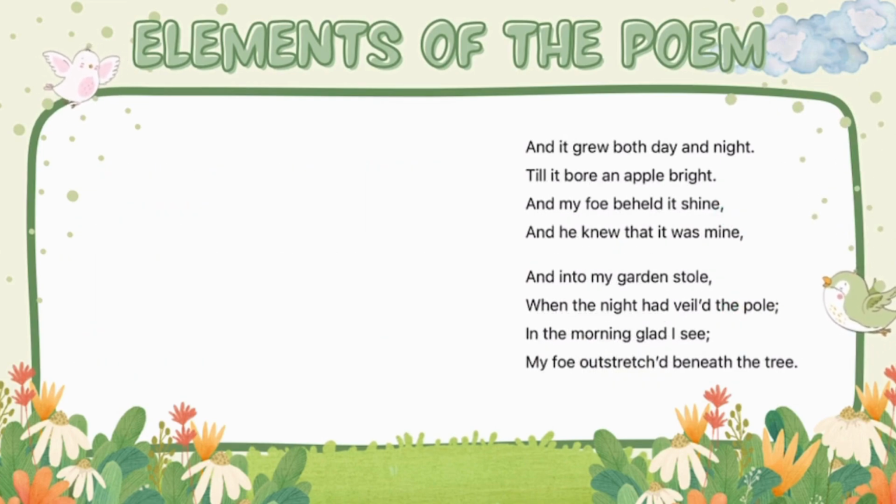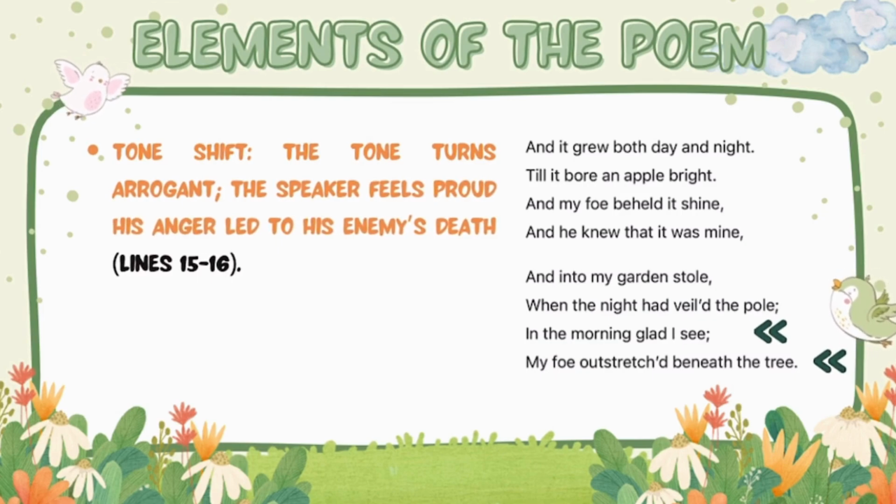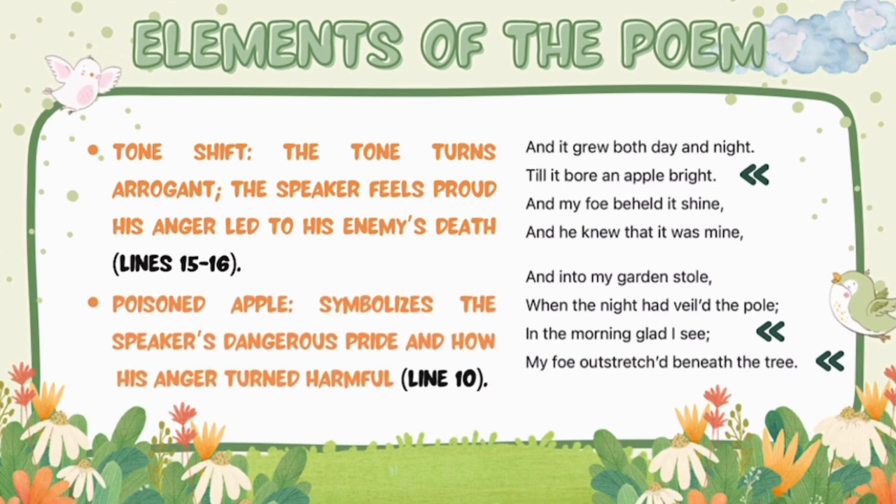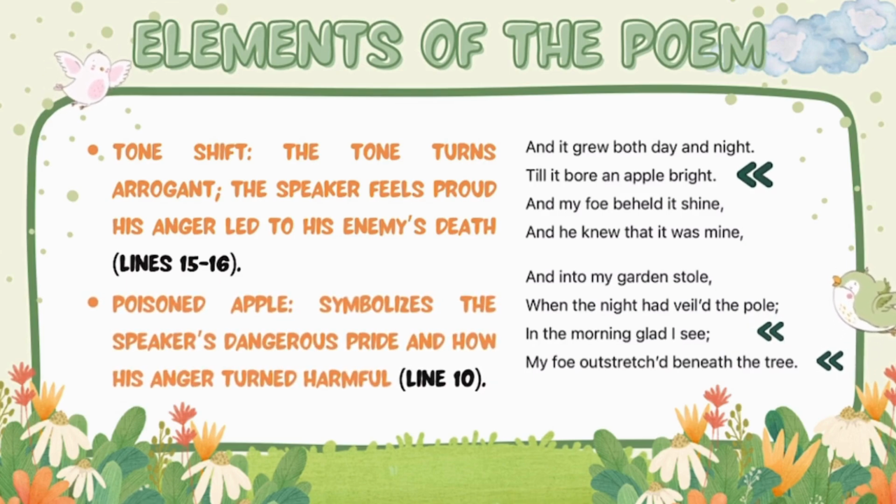The speaker feels pleased when his enemy is dead and he is happy that his anger has led to this result. In lines 15 until 16, the speaker shows he feels proud of what happened even though it is harmful. The poisoned apple in line 10 is a symbol of how the speaker's anger has turned into something dangerous. The apple represents pride because the speaker is proud of the harm his anger has caused.